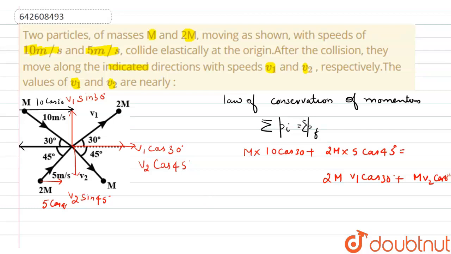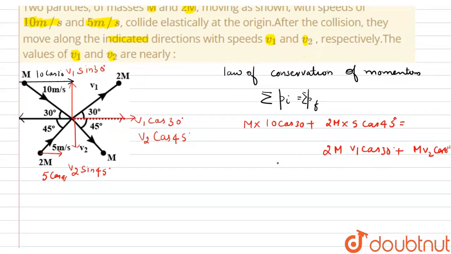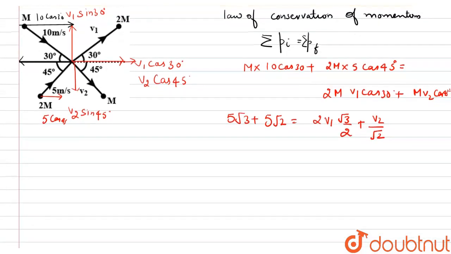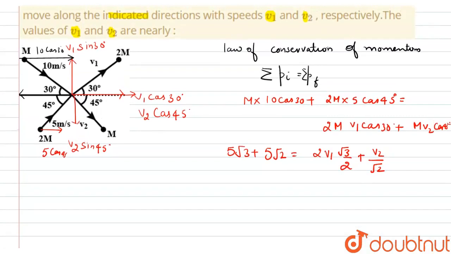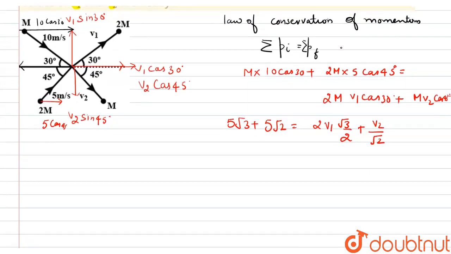we get, m into cos 30 is root 3 upon 2. Taking m common from both sides, we get an equation: 5 root 3 and this will become 5 root 2, and this side becomes 2 cos 30, which is root 3 upon 2, and this term becomes v2 upon root 2. Now we have talked about the horizontal direction. This is for horizontal. Now we will talk about the vertical direction.